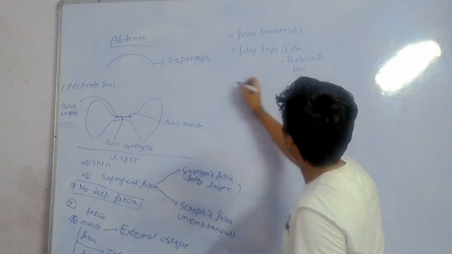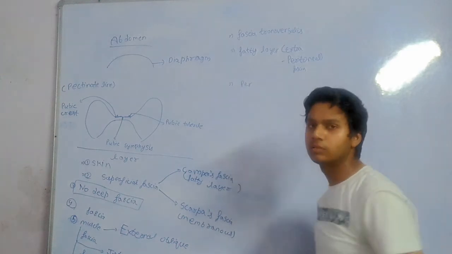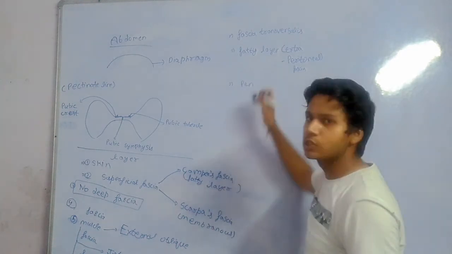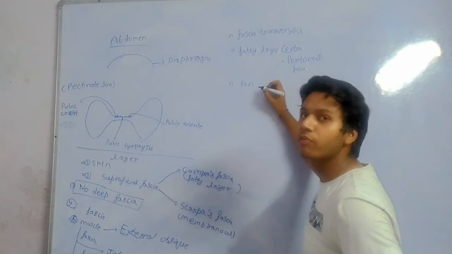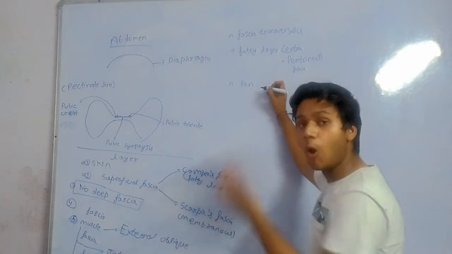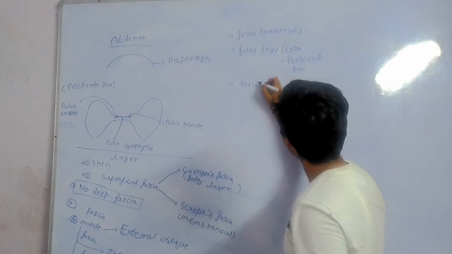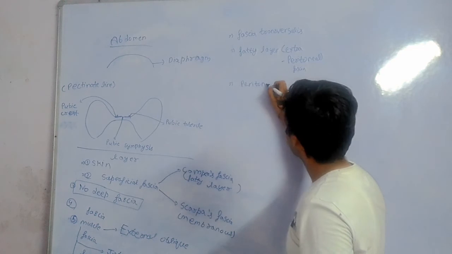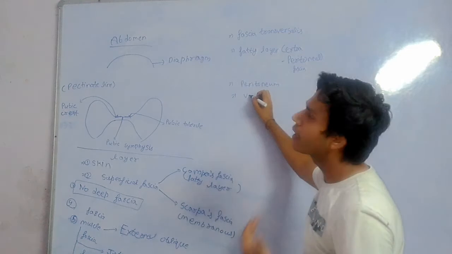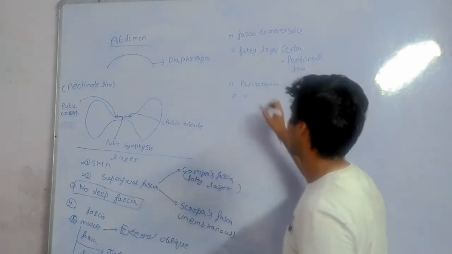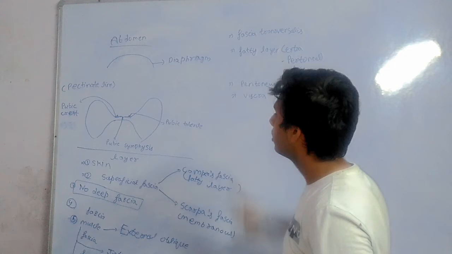Then peritoneum. Peritoneum is the covering of organs in body. As in thorax there is thoracic fascia, mediastinal fascia, again fascias of organs, heart and lungs. Here is fascia of organs, peritoneum. Then viscera. Viscera is basically stomach, intestine, liver, etc. So these are the layers of abdomen.